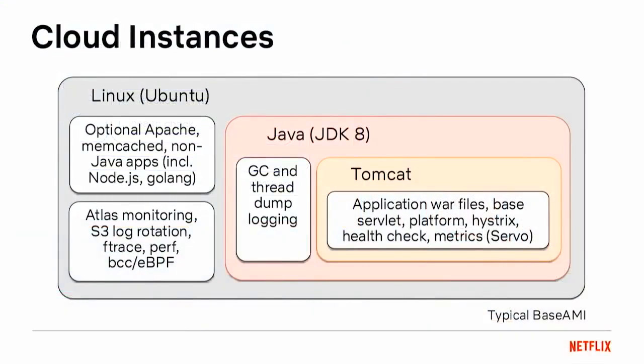Here's an idea of a typical base AMI instance. The microservice teams can customize them, of course. And so some of them don't run Java. They're running Node.js or they're running Golang. But a typical one would look like this with Linux, Java, and various standard things that we ship with it. For root cause analysis on the bottom left, that includes things like ftrace, perf, BCC, and eBPF, and I'll summarize them later.